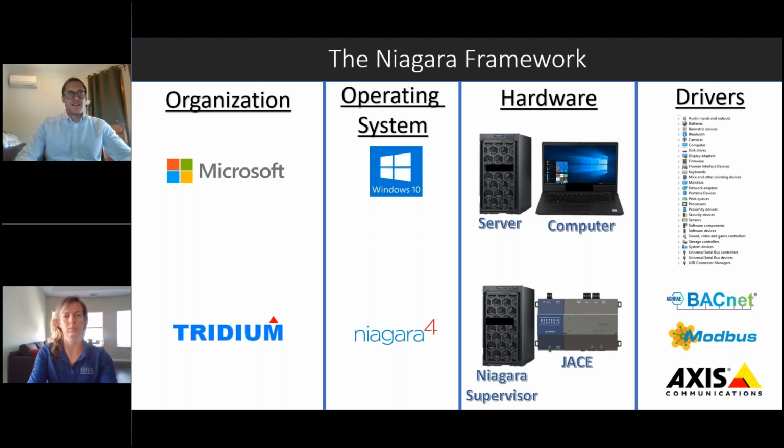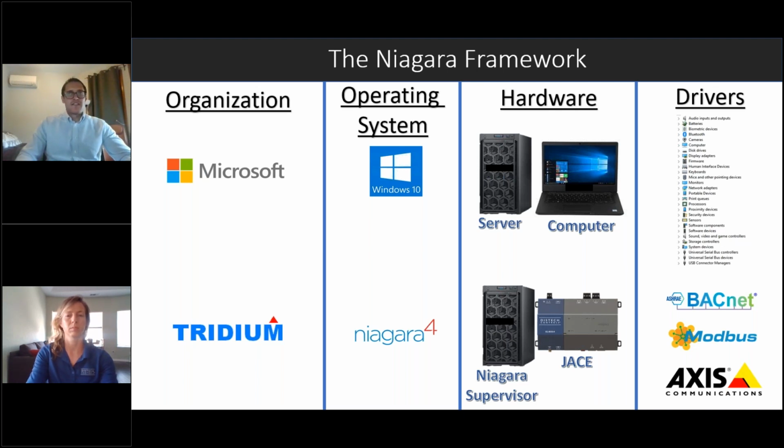It's not specific to hardware in many ways. So just like you can install Windows on a Dell, an HP, an Acer computer, all these different computers, it's not really limited to the type of hardware that you're putting it onto. Same with servers. That's the same as Niagara.